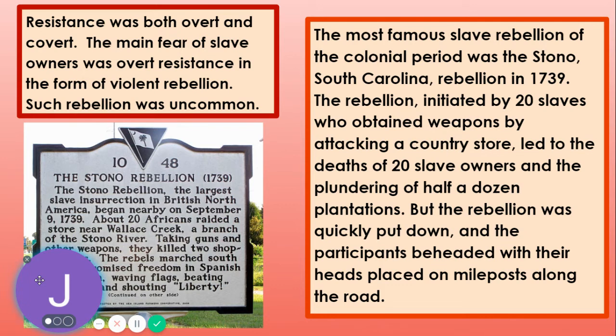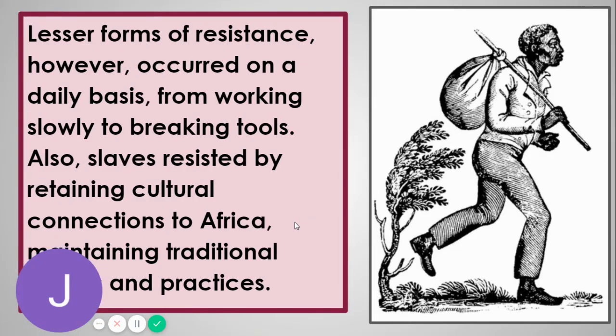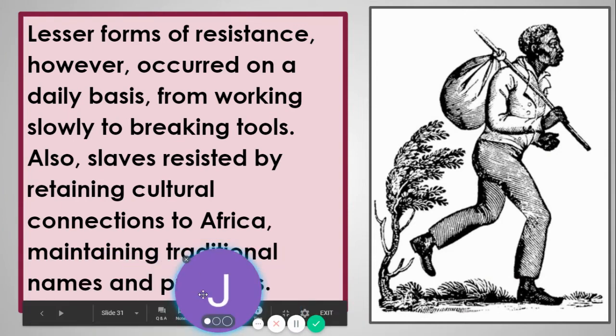The idea of separating families, selling children, all those kinds of tactics the slave owners would use to keep their slaves in line. The most famous slave rebellion, which came up earlier as well, was the Stono Rebellion. About 20 slaves got some weapons and attacked, and they killed about 20 slave owners. So this is a pretty big deal. But the rebellion was put down very quickly, and they made a big deal about it. This mile marker stands today to honor that rebellion.